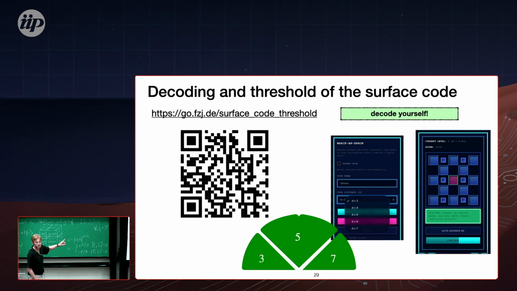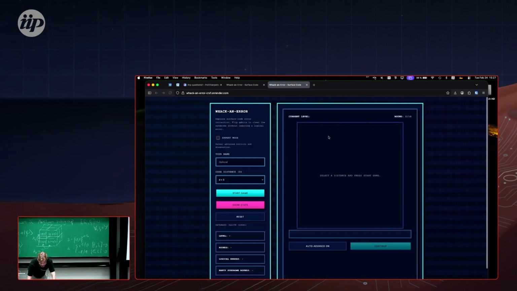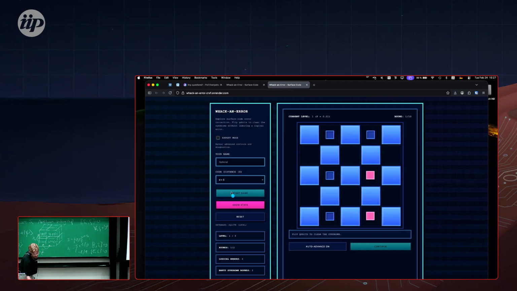I will put this back in a sec if you're not there yet. I will now just quickly show you how you can use this. Here on the left, you can just choose your distance of the surface code, then you can start the game, and then you will always get a syndrome like this, and then you have to guess what the error is. If you click somewhere, you will apply the correction immediately, and you will see whether you went in the right direction or not.